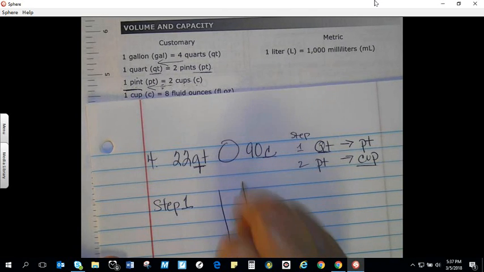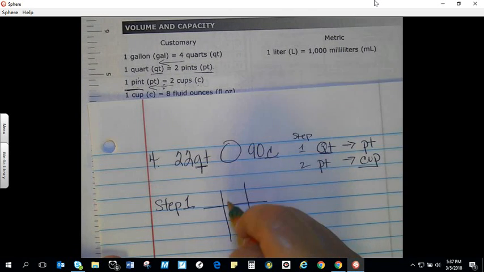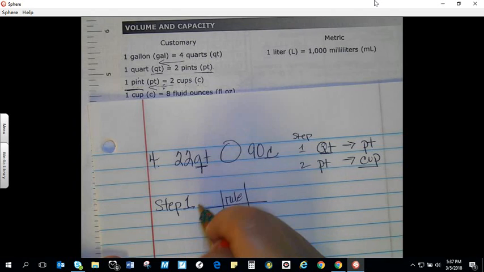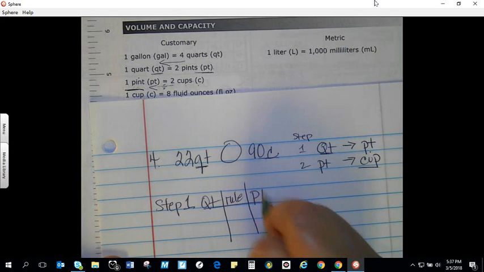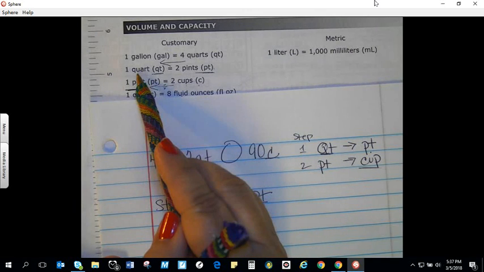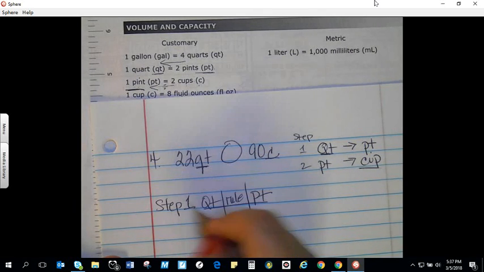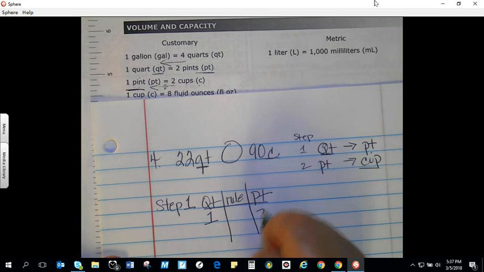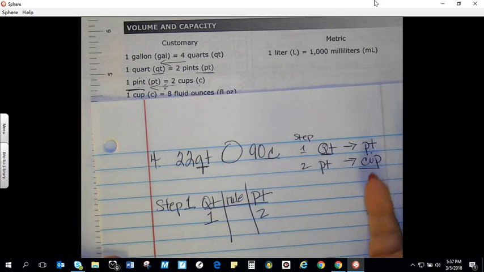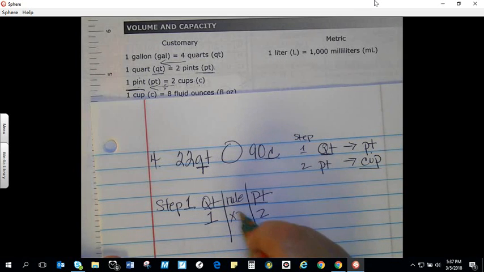Again, I'm drawing my table. I have my rule. I'm going to put my quart. I already said I needed to convert that to pint. I'm looking on my paper. I have for every 1 quart, and I do this as a benchmark, I have 2 pints. I know that because I do it to set my rule. So 1 times 2 equals 2.